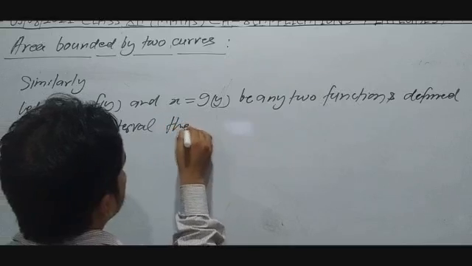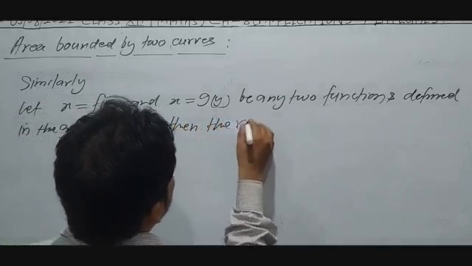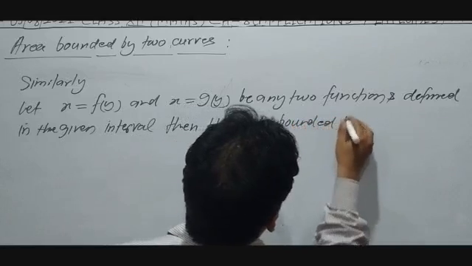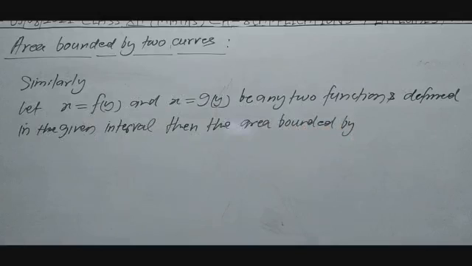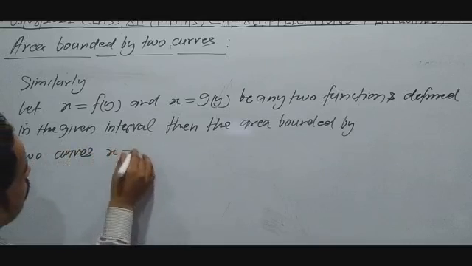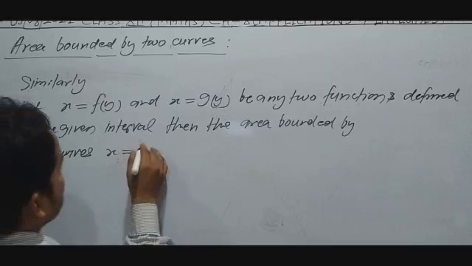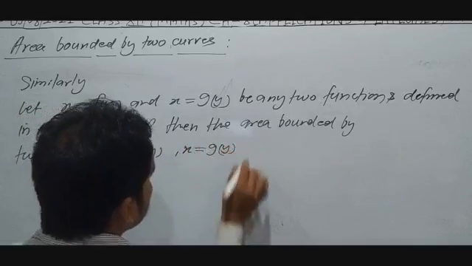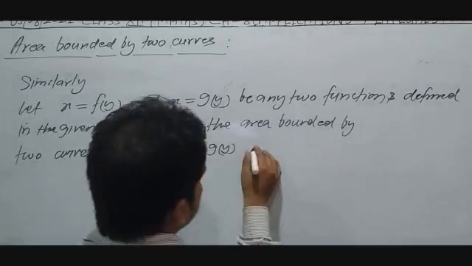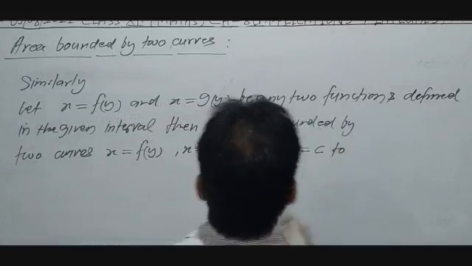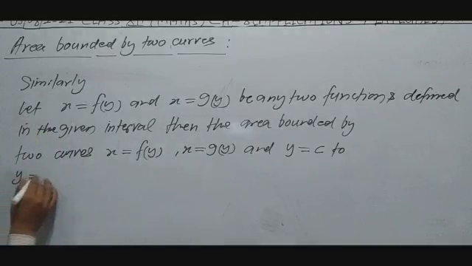then the area bounded by two curves x is equal to f(y), x is equal to g(y) and y is equal to c, y is equal to d.